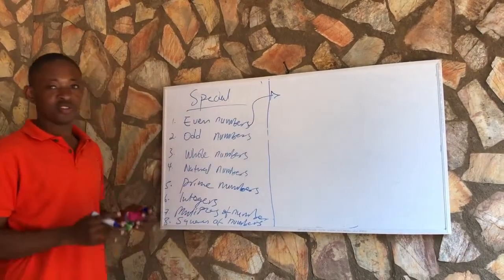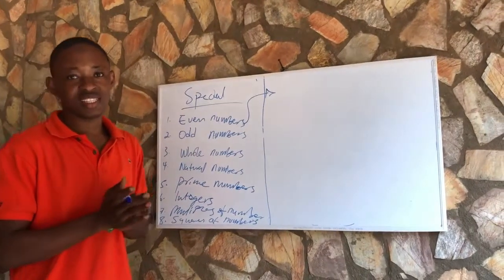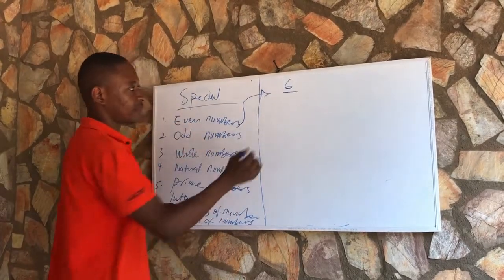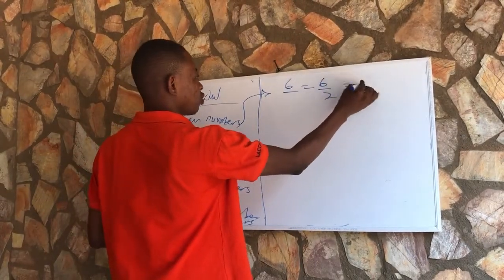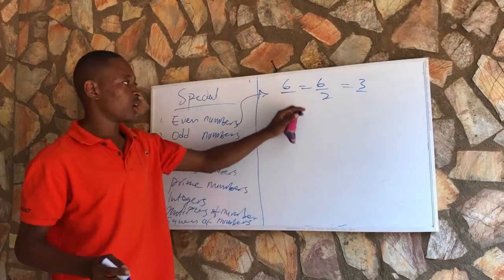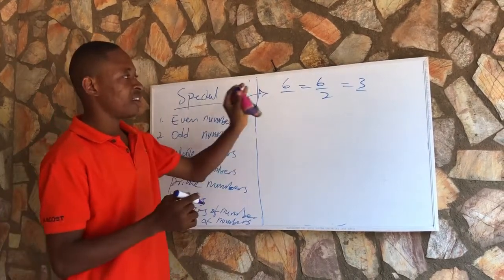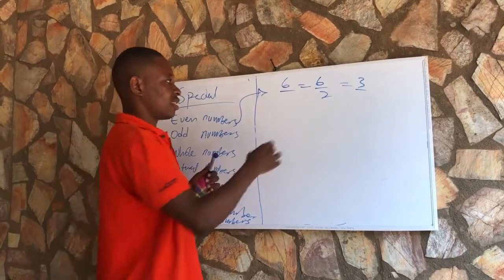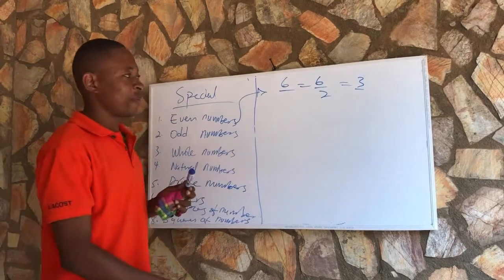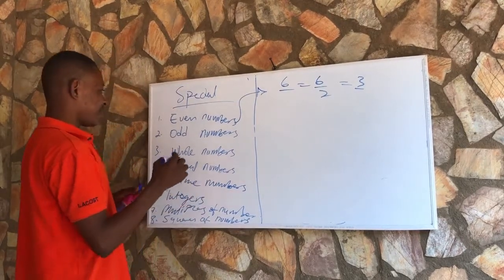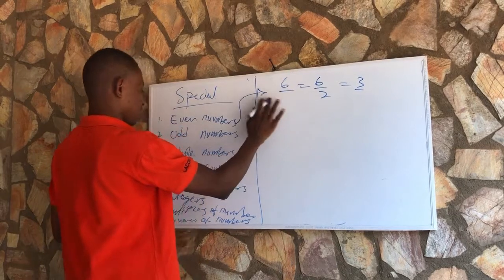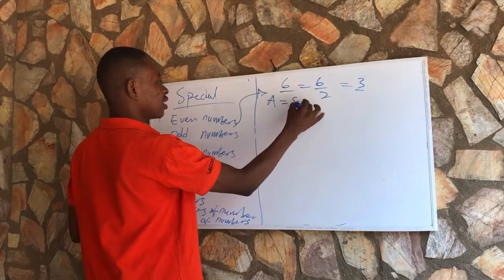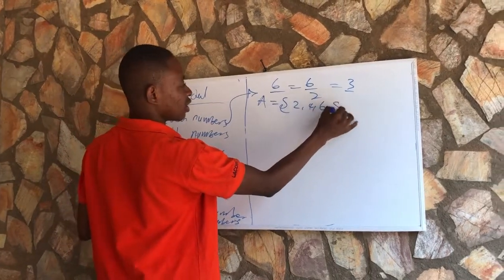Even numbers. When we talk of even numbers, they are numbers that can be divided by 2. For example, if we take the number 6, 6 divided by 2 will give you 3. So even numbers are numbers that can be divided by 2. Meaning, if you divide them by 2, you get a whole number. So we can have a set of even numbers as, for example, set A equals 2, 4, 6, 8.